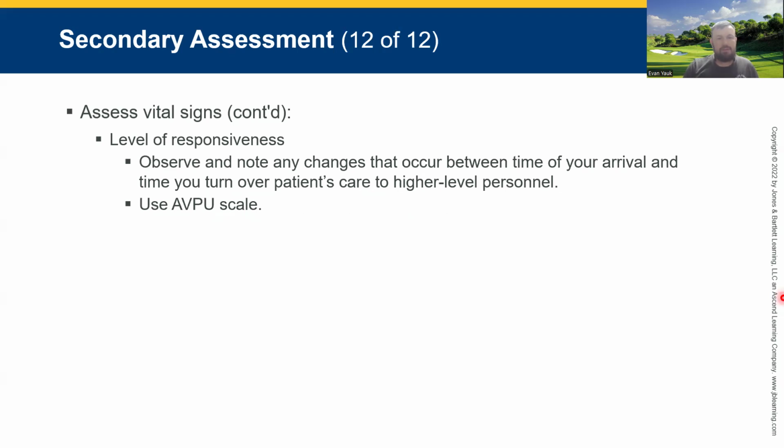Level of responsiveness. Observe and note any changes that occur between time of arrival and time you turn over patient care to higher level personnel. Use the AVPU. AVPU is a vital sign. It's one of the first things we do when we get to the patient. But throughout our reassessments, all of these vitals are going to be done again. Check that AVPU. Were they unresponsive when you got to them, but now they're starting to communicate? Or did you get nothing from them when you used painful stimuli, but now you're getting moans and groans?